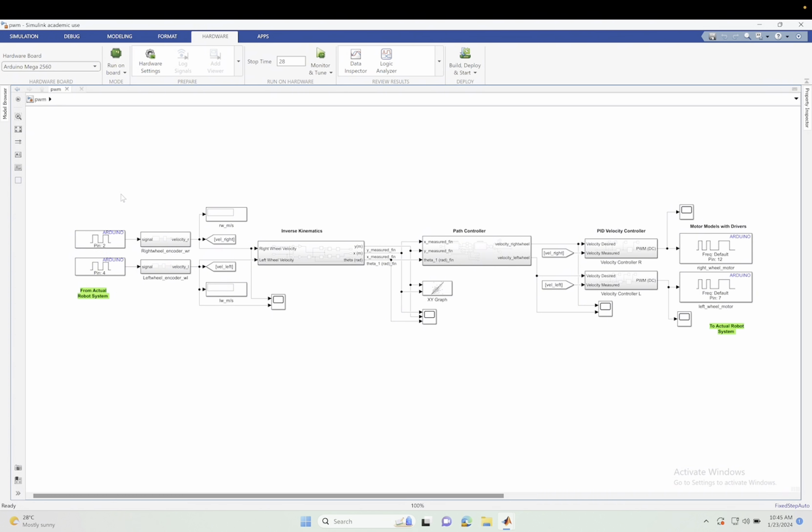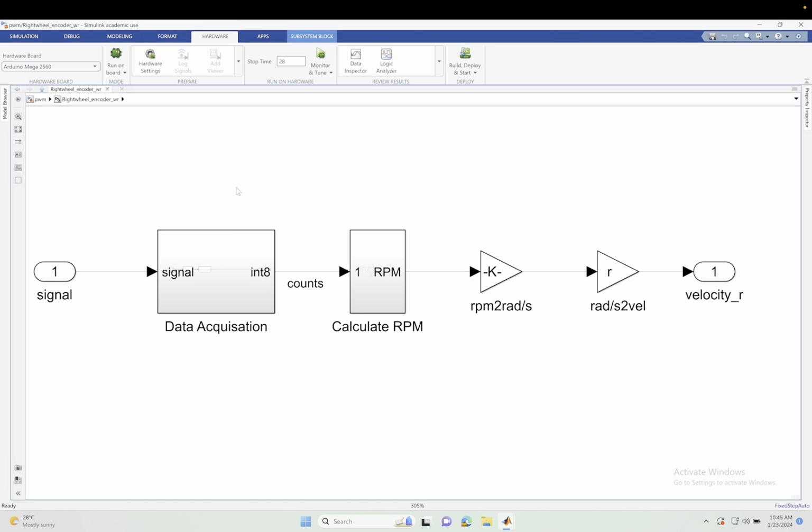In this particular section, we are picking digital signals from the encoders of the right and left wheels, and we are getting that through pin 2 and pin 4 via the Arduino Mega. Then we have that signal coming into the right and left wheel encoder models that we designed. If we look into this, the encoder design has data acquisition, where we convert the incoming signal into an integer of 8 bits, and then we use that to calculate RPM. From RPM we get the rads per second. From rads per second we change it to velocity in meters per second, and this meters per second is what we feed into our system.